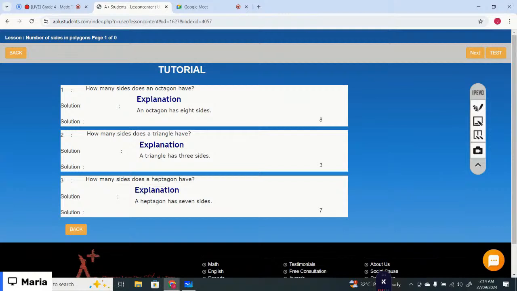How many sides does an octagon have? Octa means 8, right? So the octagon has 8 sides. How many sides does a triangle have? Triangle means 3, so a triangle has 3 sides.